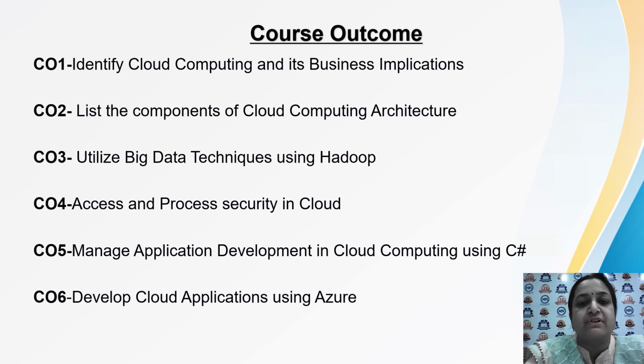These are the course outcomes of this subject, where CO1 specifies identifying cloud computing and its business implications. CO2 tells us to list the components of cloud computing architecture. Because of CO3, the students will be able to utilize big data techniques using Hadoop. Because of CO4, the students will be able to assess and process security in cloud. Because of CO5, the students will be able to manage application development in cloud computing using C#. Because of CO6, the students will be able to develop cloud applications using Azure.